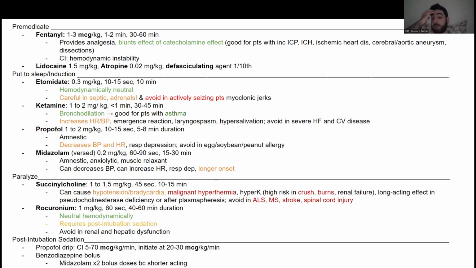So Succinylcholine has a ton of contraindications or warnings if you look at Rosen's. Some of the ones that I want to touch on are specifically it's contraindicated in patients with a history of malignant hyperthermia.